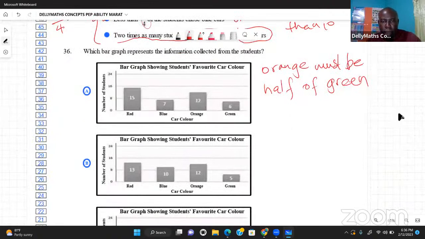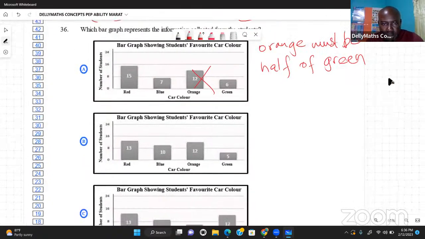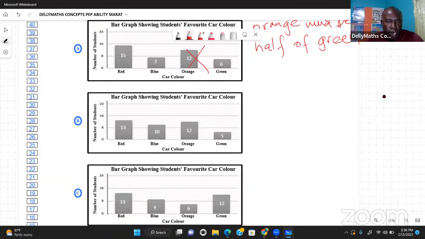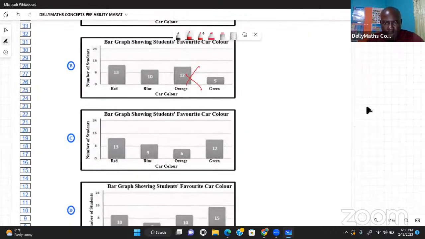Let us go. Orange, this is incorrect. Orange is bigger than green, so that is off. Orange is bigger than green there. I don't need to look at that graph either. C looks good because now blue is less than 10. I like that. Orange is half of green. I like that. And the tallest was red. So C is the answer for that one. So as you go through and you keep seeing it, you grab the answer and you go. Very well done.